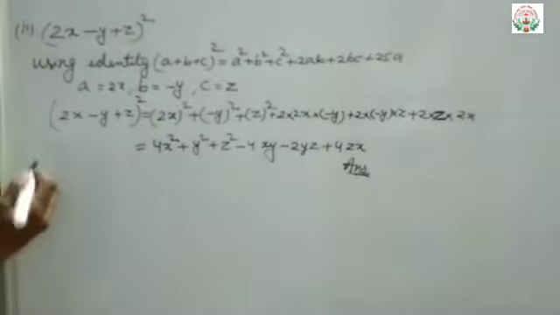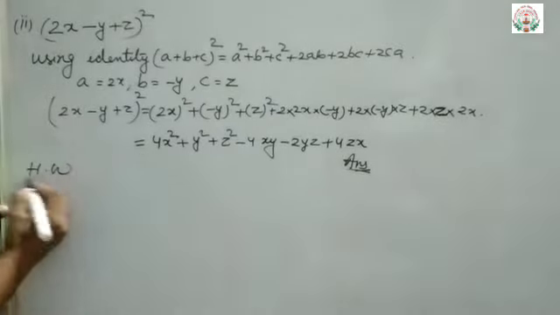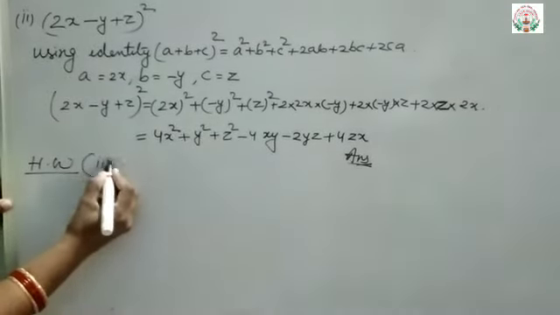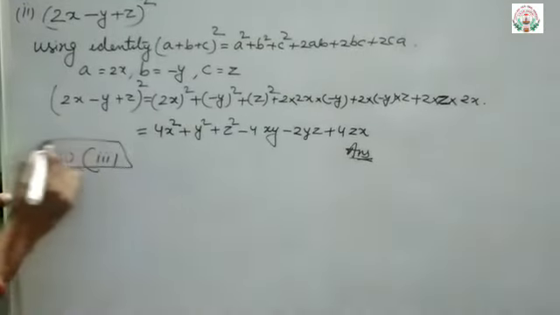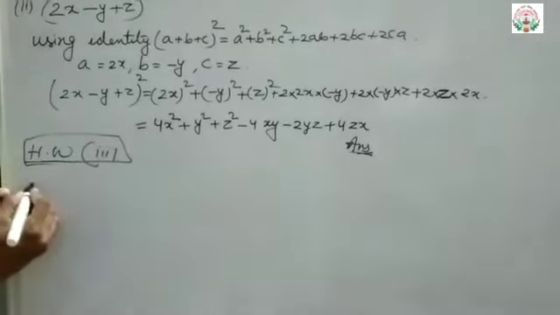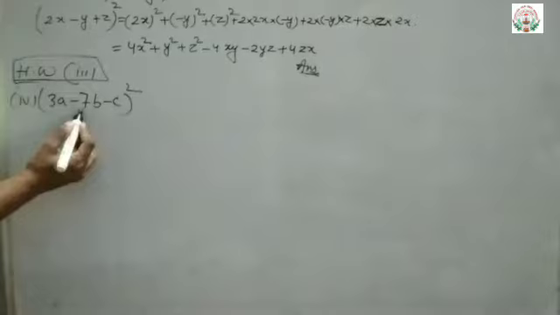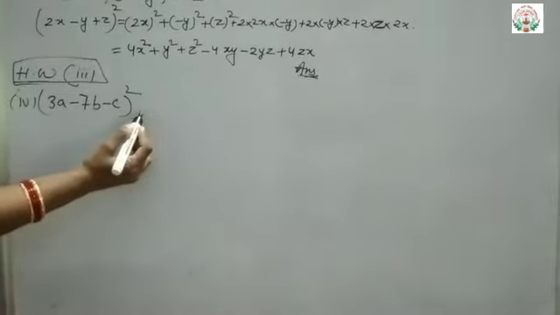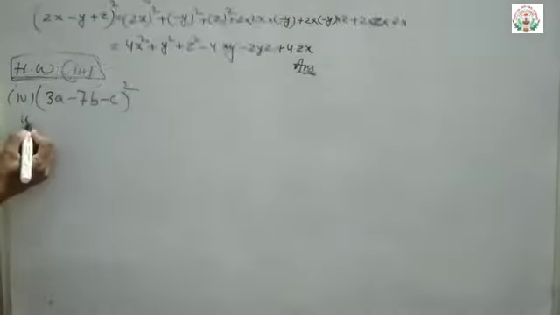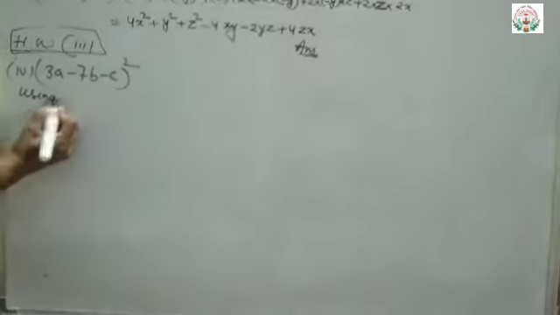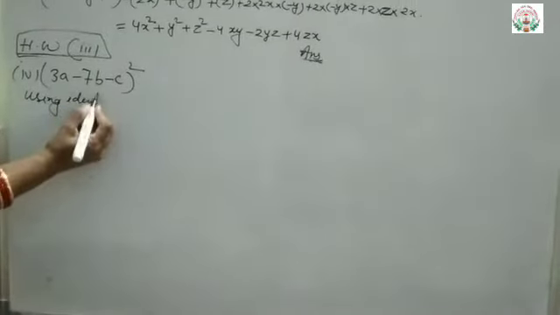Now third question is same like this one. So you can do the third question as homework. Okay, third question, do it as homework. Okay, let us move to fourth question. 4a minus 7b minus c whole square. So here also you can write using identity. Which one? Same.